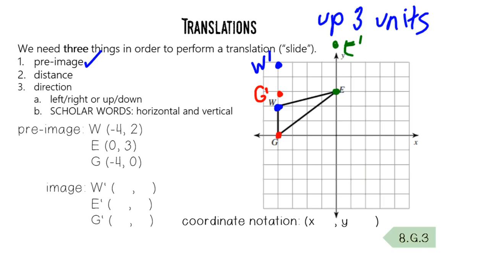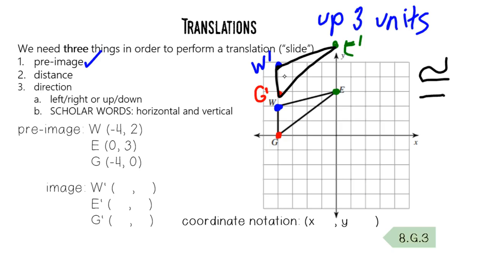E prime. Now, as I go to connect these points, you'll notice that my triangle is the same shape and the same size as the original, and the scholarly word for that, the academic vocabulary word, is congruent. My pre-image and my image are congruent. They're the same shape and they're the same size. So let's take a look at what has happened to our coordinates.